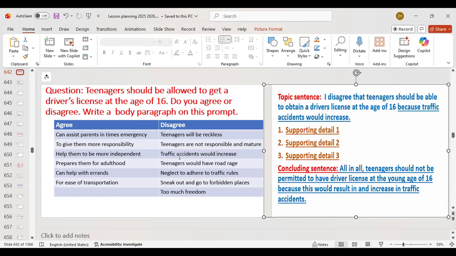So for the paragraph, you could either agree or disagree. You don't have to agree, you don't have to disagree. It depends on which one. You have to pick one. You can't agree and disagree. Pick one, all right? Pick one side.